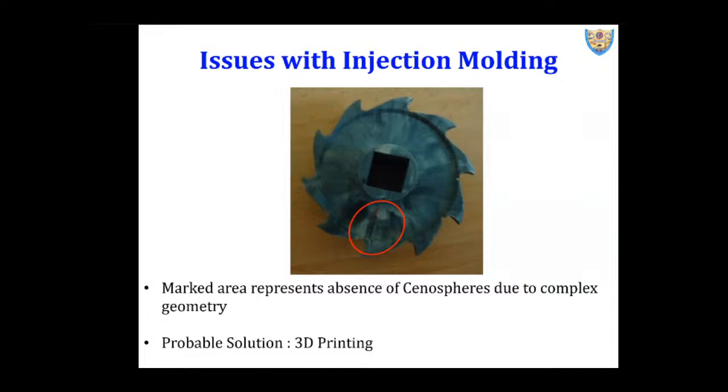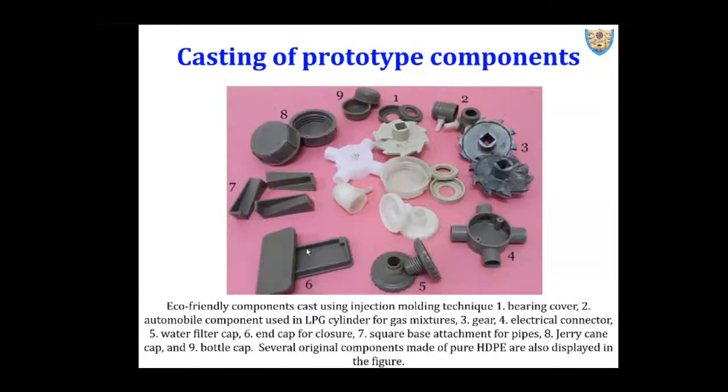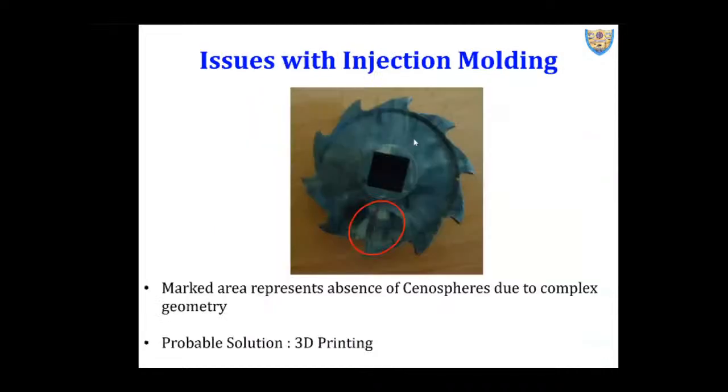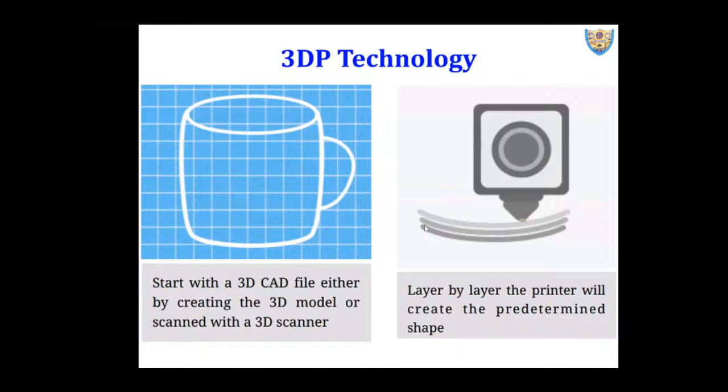No doubt, other components came out well, absolutely not an issue there, but this is where we say that injection molding is not working for such complex components made of fly ash and high density polyethylene, and we need to find a solution for that. That was the first DST project which I got in 2016, proposing the solution for this through 3D printing technology. So in 2016 we started this 3D printing work, and whatever we are presently doing, I'll present in the subsequent slides. In 3D printing, as all of us know, we start with a 3D CAD file, and then we create a model. We can even scan it if you want to go for reverse engineering.